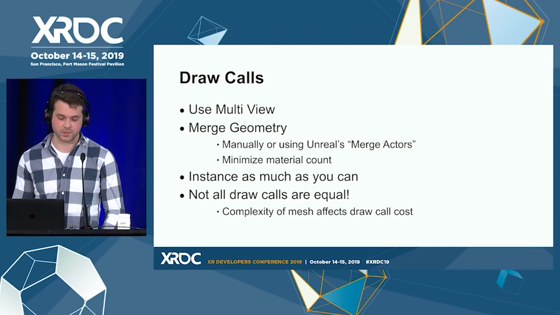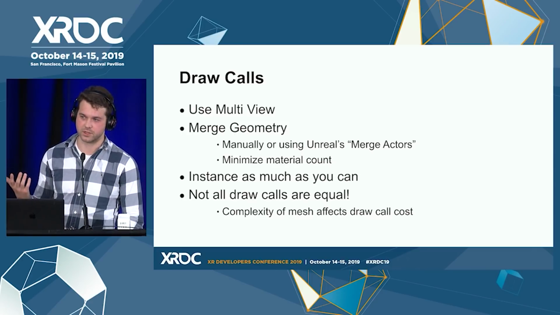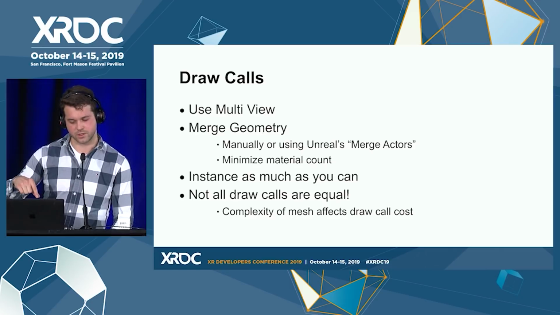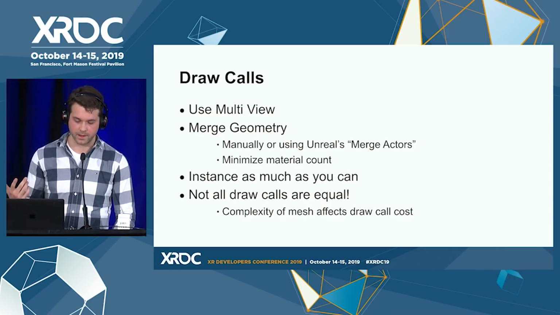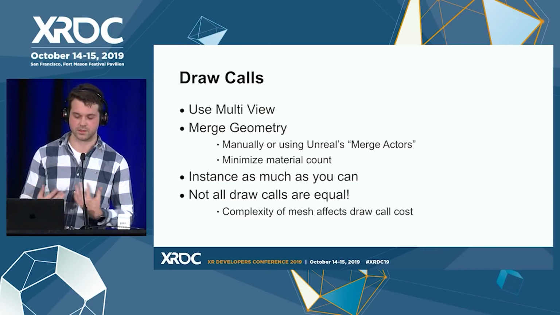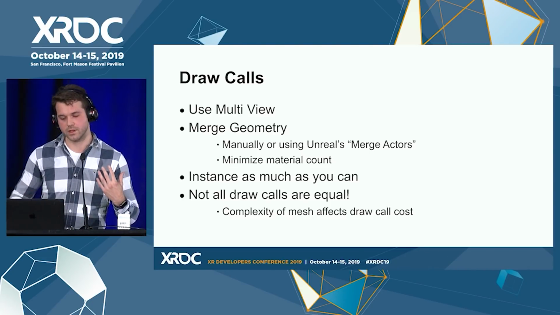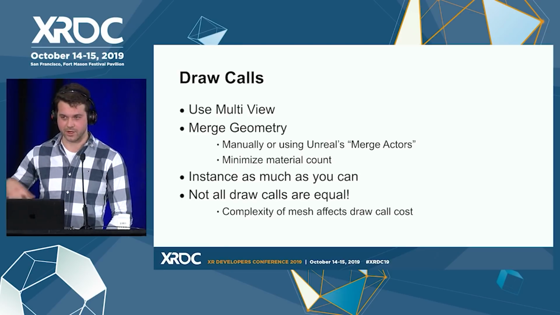Try to merge your geometry as much as possible. You can do it in Maya, or Unreal has a merge actors feature. We actually modified Unreal to make an unmerge actors feature, where we serialize the previous state. It's great for iteration, but make sure when you merge things, you actually minimize the material count, because even if you merge a whole bunch of actors together, but they're all using different materials, that's still an individual draw call per material. So now you actually just made things worse, to be honest.